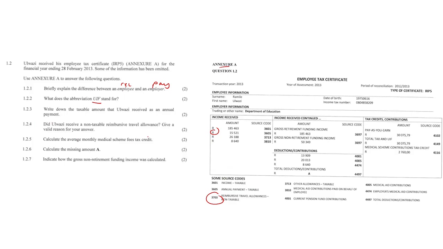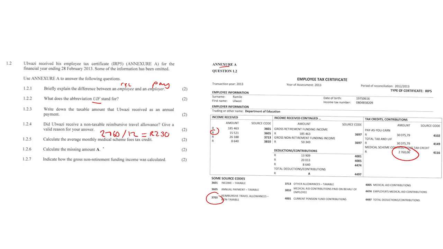1.2.5, calculate the average monthly medical scheme fees tax credit. So his medical scheme contributions for the year is 2760. So 2760 divided by 12, that is going to be equal to 230 Rand. Sorry, we just did that.